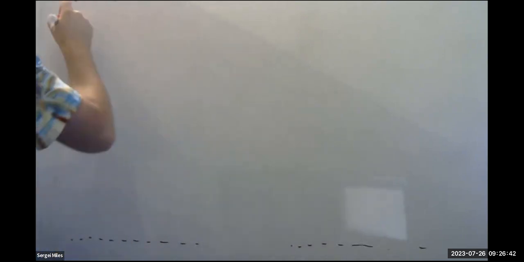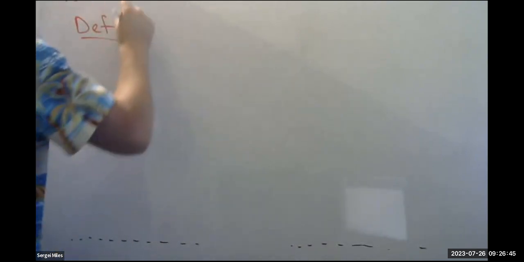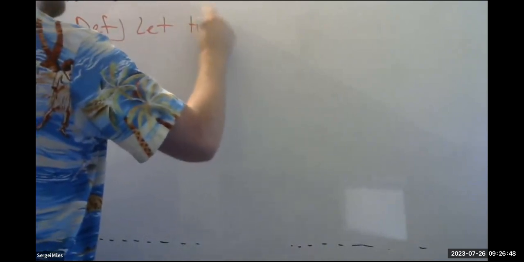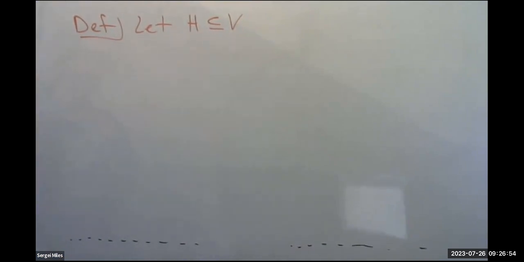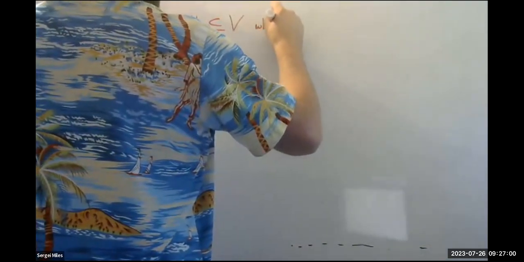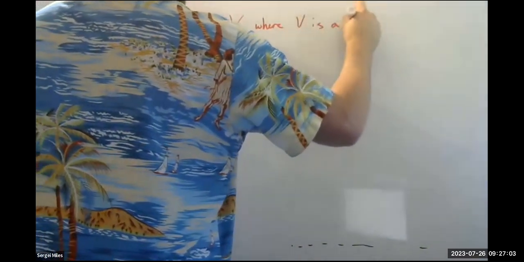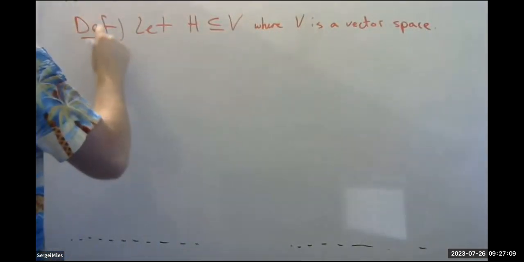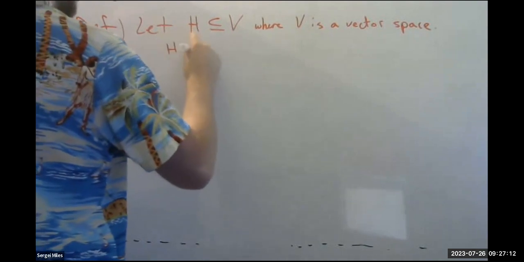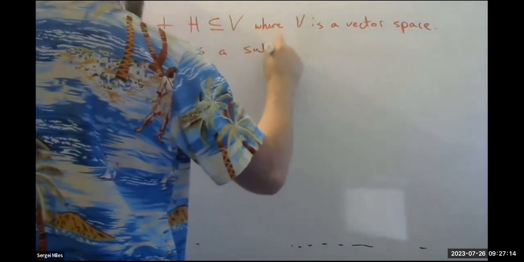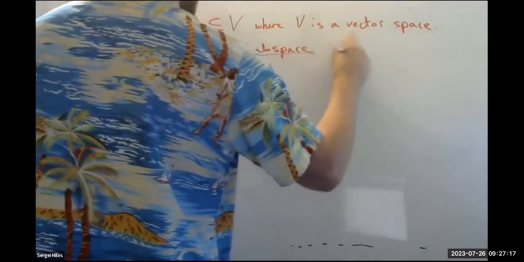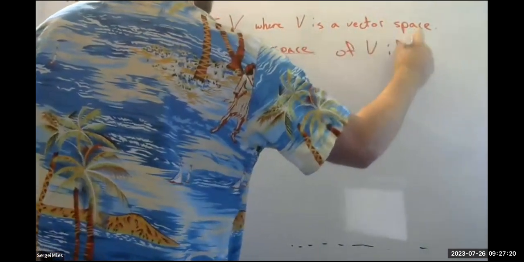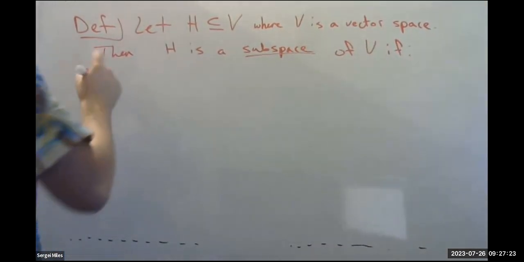What is a subspace? Well, first of all, it's a subset of a vector space. So let H, this notation just means subset, let H be a subset of V, where V is a vector space. Then H is a subspace of V if the following happens.